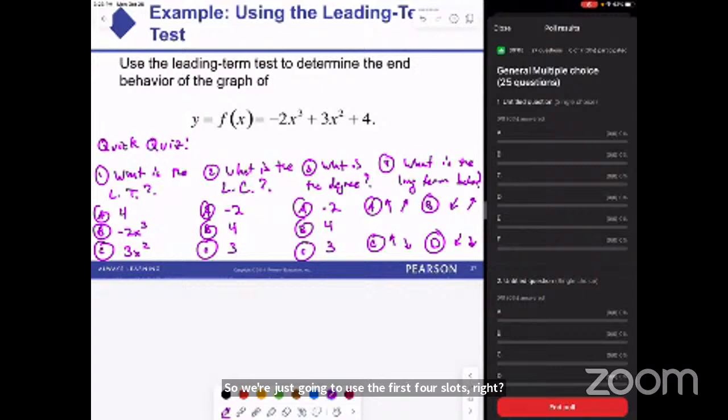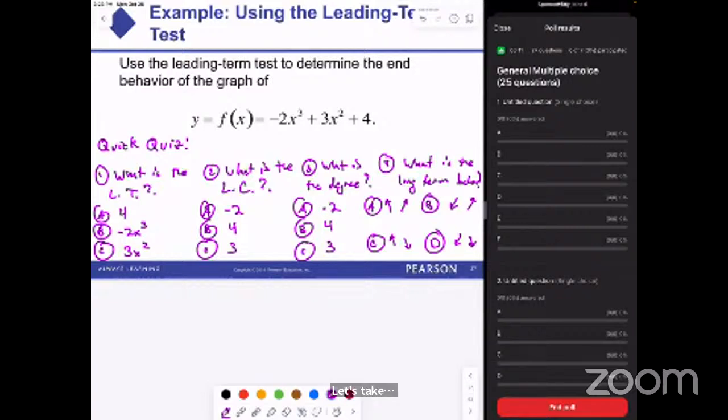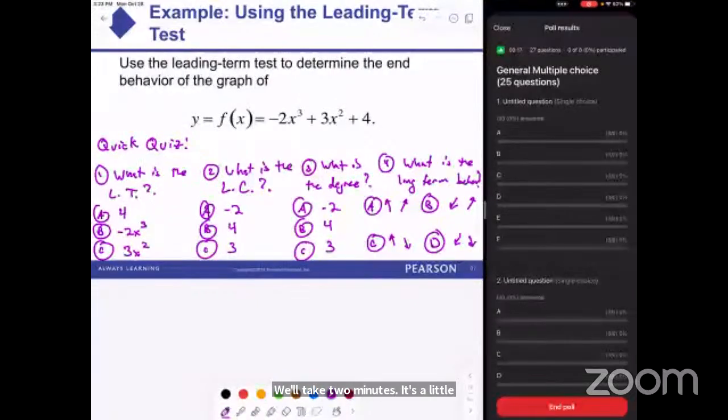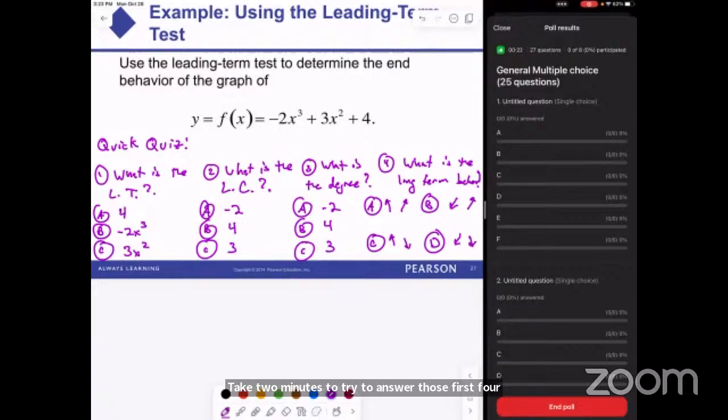We'll take 2 minutes, right? There's a little timer there that's kind of going. Take 2 minutes to try to answer those first 4 questions. There's a live poll that's available. So give it a go.